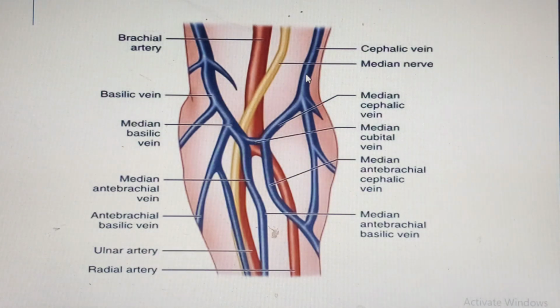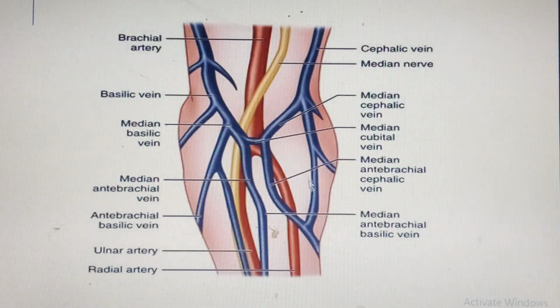On the other hand, when the cephalic vein gives a branch medially, very close to the median nerve, it becomes the median cephalic vein. So as you can see, the median cephalic vein and the median basilic vein are joined over here. They have this communicating channel, and that is what we call the median cubital vein.